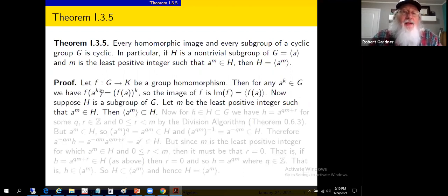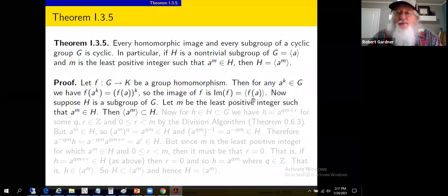All right. Let F, map G to K, be a group homomorphism where group G is generated by element A, as we claimed upstairs. For any A to the K in G, we have F of A to the K is F of A to the K. On the left, this repeated multiplication is done in group G. On the right, it's done in group K, by the way. So the image of F is the group generated by F of A.